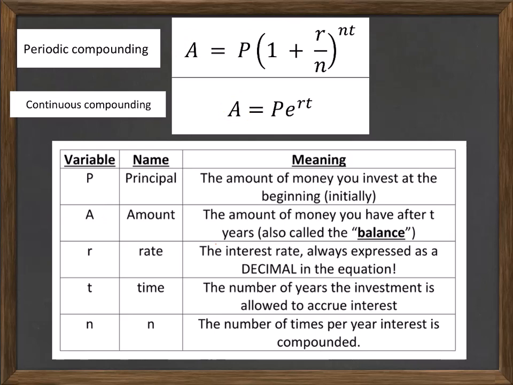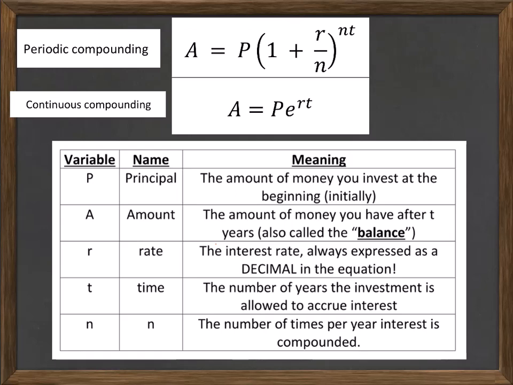Now, if the problem is about borrowing money, instead of saving money and accumulating more money, then A would be the total amount you owe after a certain number of years with interest. Okay? So what is this interest we're talking about?